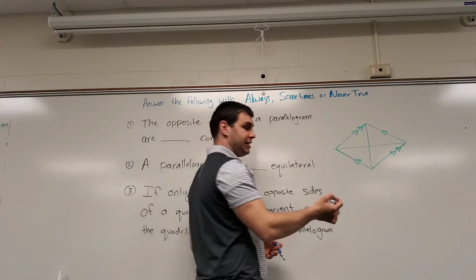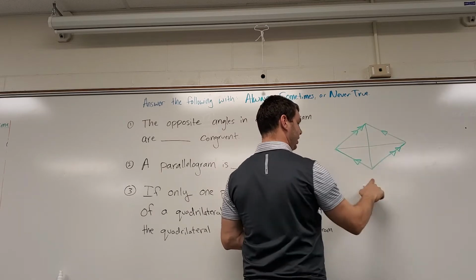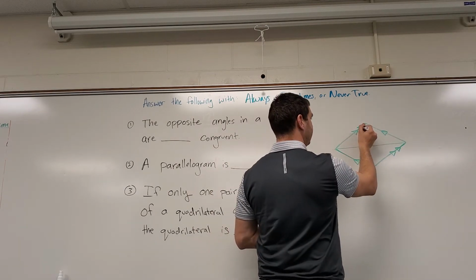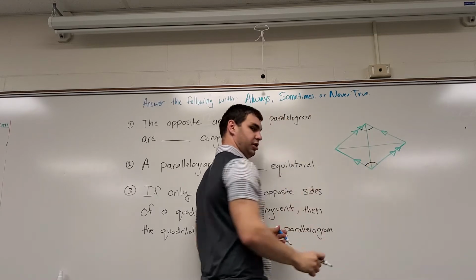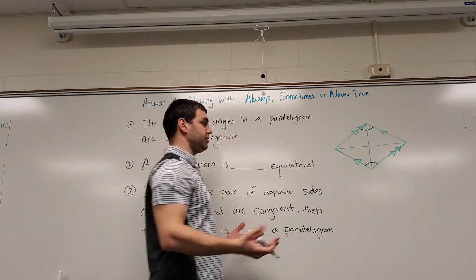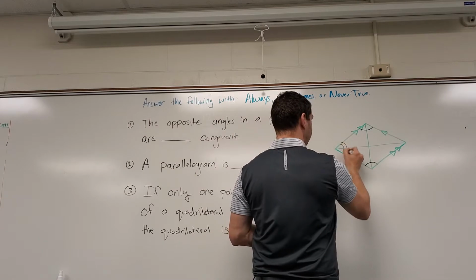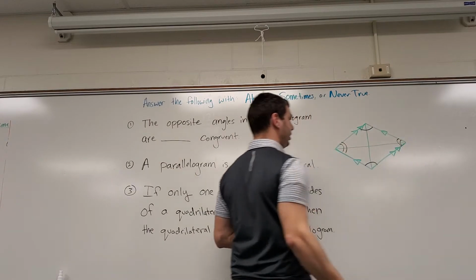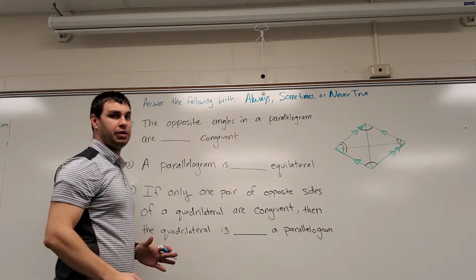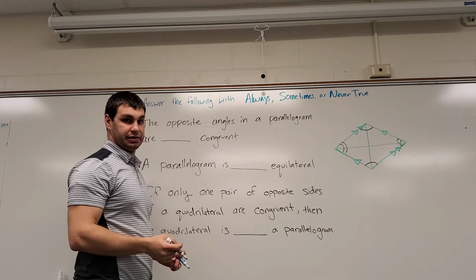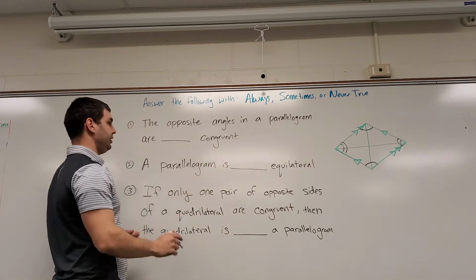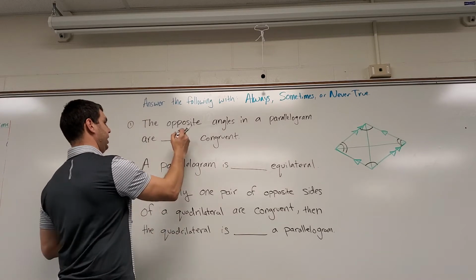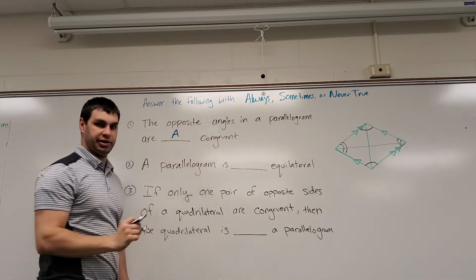Okay, so if we think of opposite angles, right, we have 4 angles, and the opposite ones are the ones that are across from each other. Okay, so are those always congruent? Are they sometimes congruent? Are they never congruent? And if you remember back to our notes from the other day, these are actually always congruent. Okay, the opposite angles are always congruent in a parallelogram. Okay, so I'm going to put an A for always.